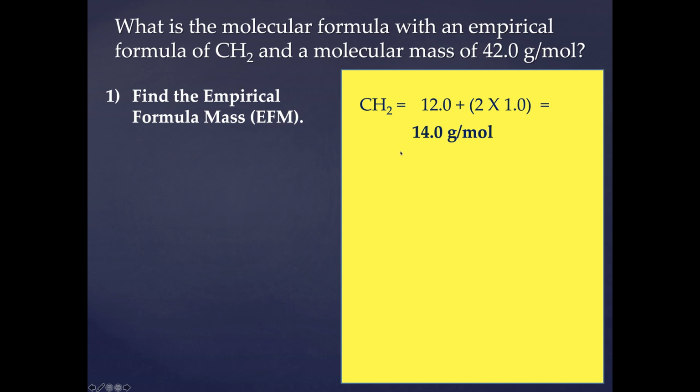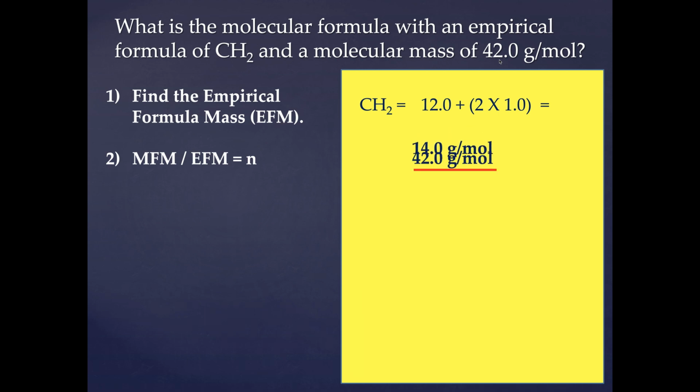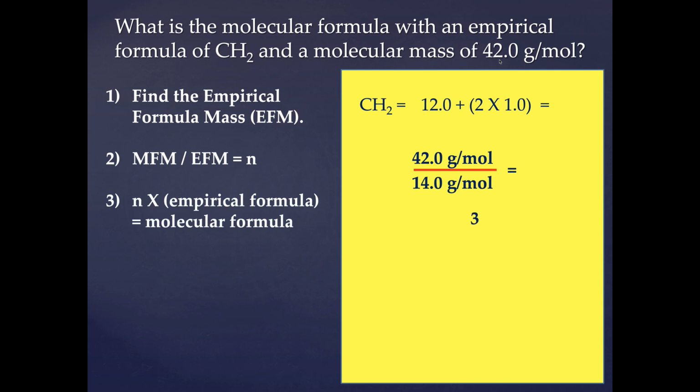How do we find out what whole number multiple? Well, how many times does 14 go into 42? So you take the molecular mass, the bigger mass, and divide by the empirical mass, the smaller mass. That will give you a whole number ratio. What this tells us is that the molecular formula is 3 times bigger than the empirical formula. Since the empirical formula is CH2, multiplying out, we get C3H6 as our molecular formula.